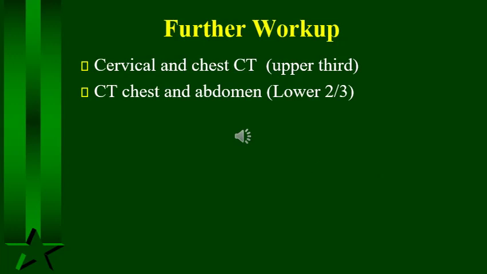After endoscopy, further assessment for the malignant disease is needed. Cervical and chest CT for upper third tumors, and CT chest and abdomen for lower two-third tumors. CT assesses the local spread, vertical and lateral, lymphadenopathy, and lung and liver metastasis. Abdominal ultrasonography might detect liver metastasis not seen in CT, peritoneal nodules, ovarian and pelvic deposits, and malignant ascites.